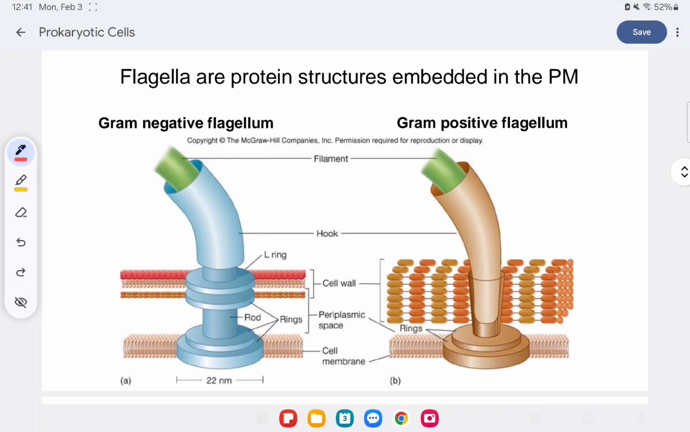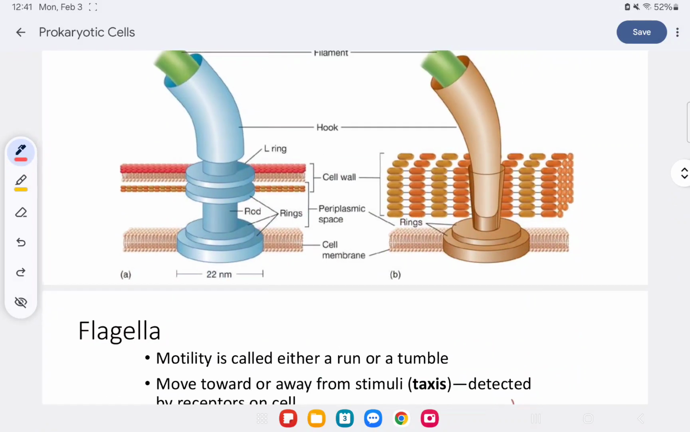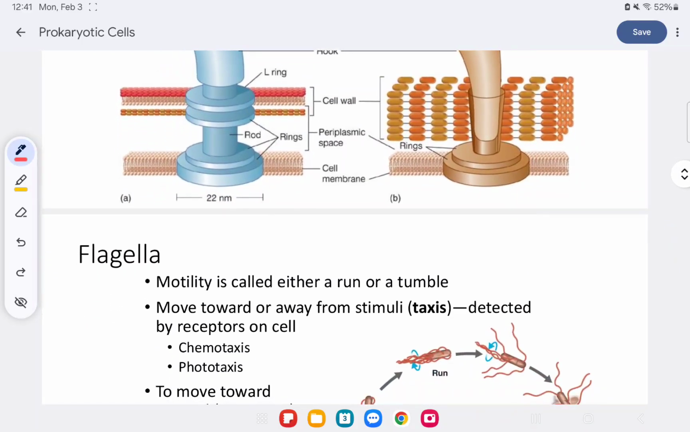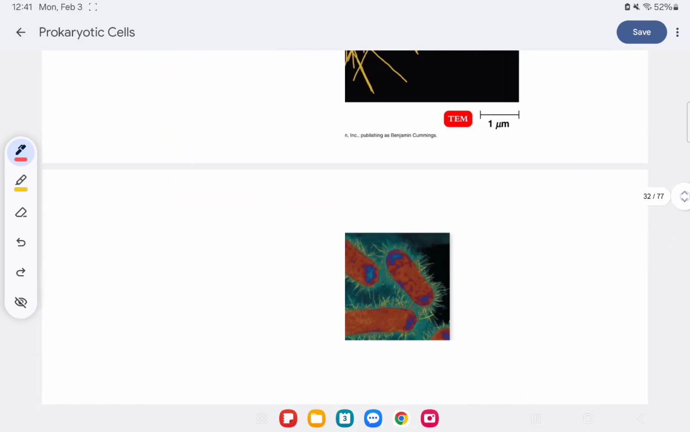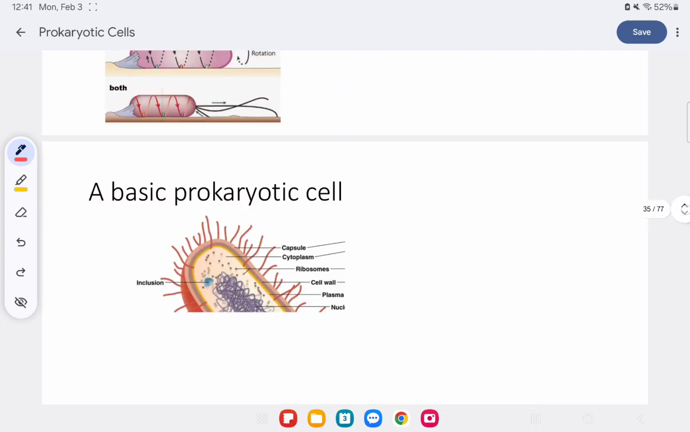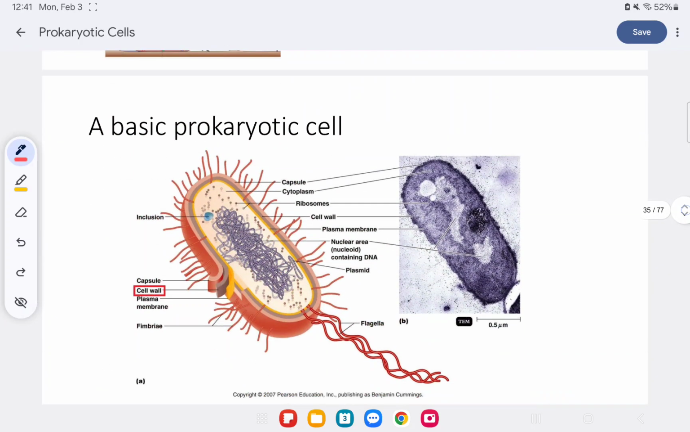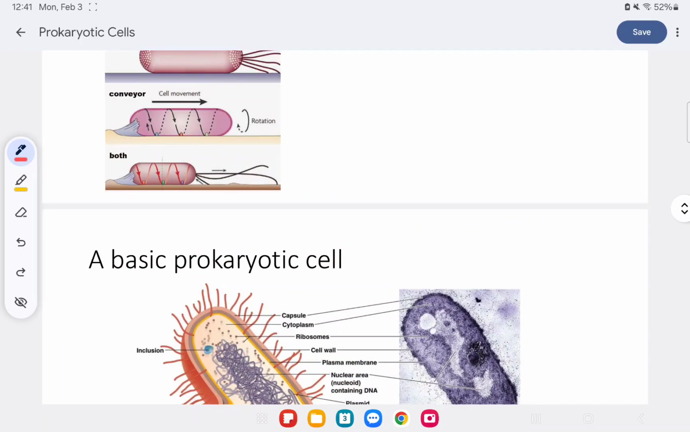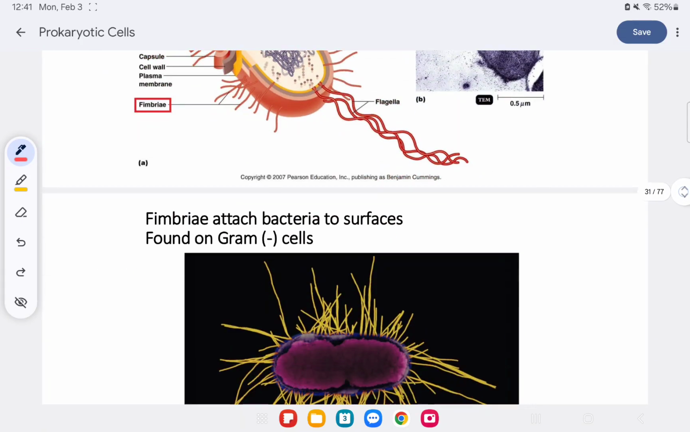Okay, so it occurs in either one. We are skipping slides 27, 28, and 29, because it's too detailed and not anything I can show you. Fimbriae, however, are these long projections that we encounter on gram-negatives only, and they use them sort of like Velcro to stick.